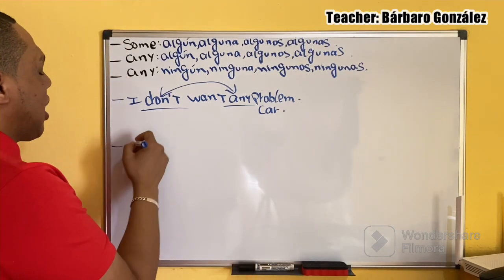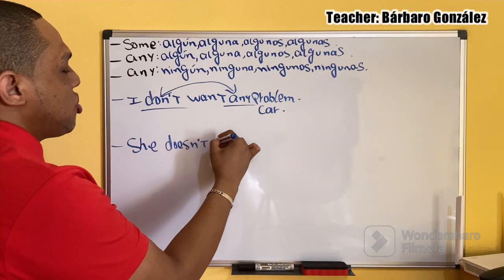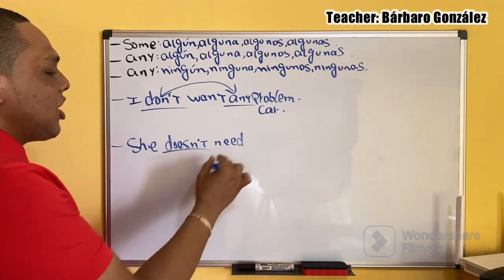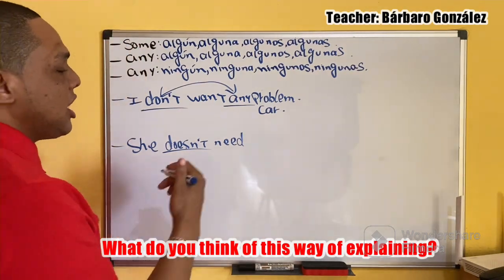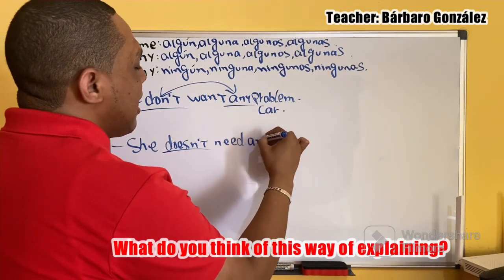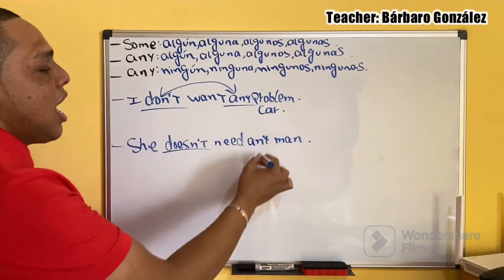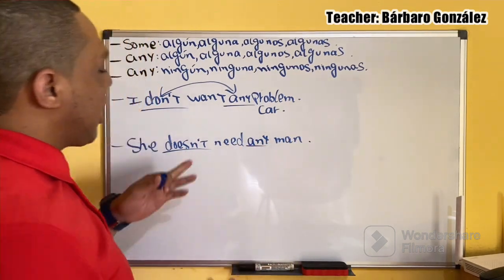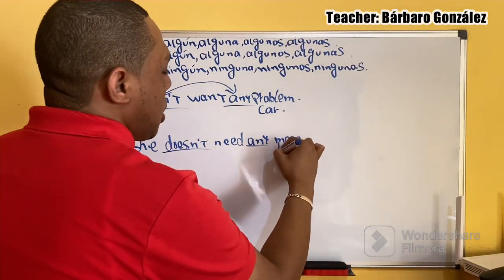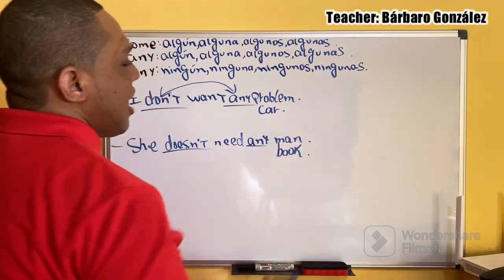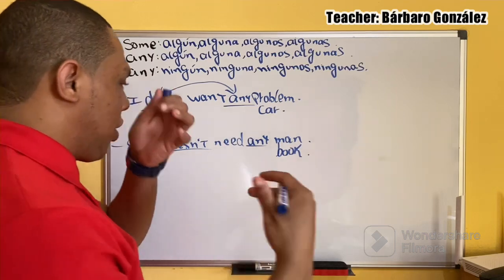For example, we can do another one using she. She doesn't need, negation. Then that means any means ningún in this case. For example, she doesn't need any man. Any, ningún in this case because of the negation. For example, she doesn't need any book. She doesn't need any bus. So any after the negation is going to mean ningún or ninguna.